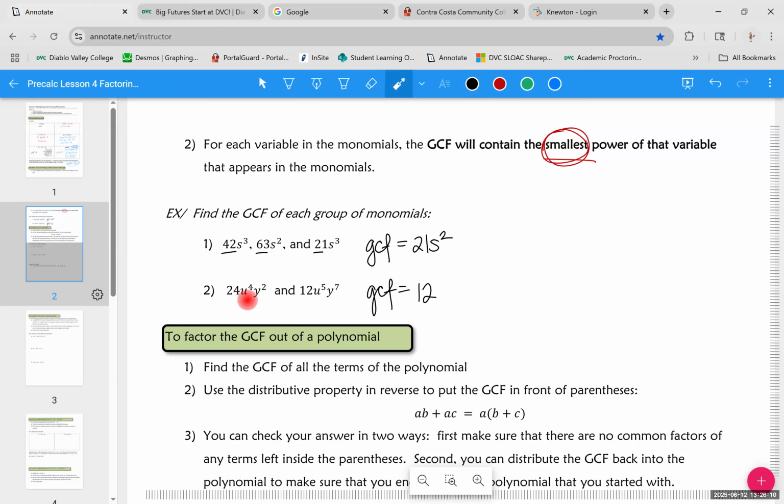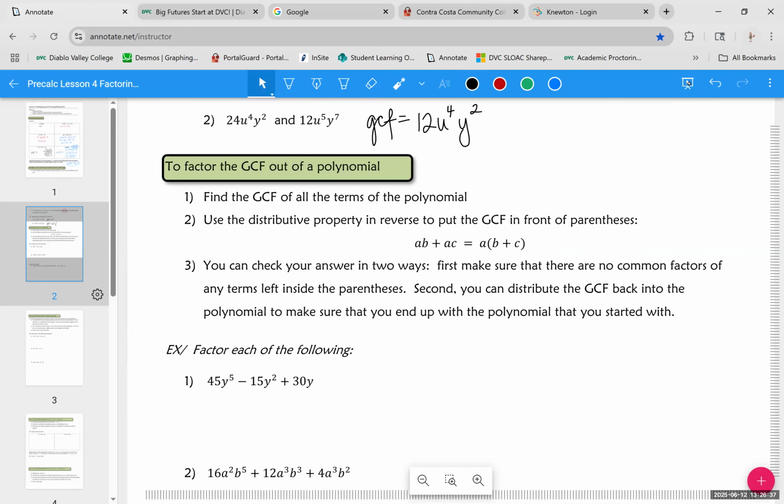If I'm looking at the second example, I have 2 variables, so I'll take them individually. u to the 4th and u to the 5th. The smallest one there would be u to the 4th. And then I have y squared and y to the 7th. So the smallest one there would be y squared. And that would be my GCF for that second group. So that's finding the GCF.